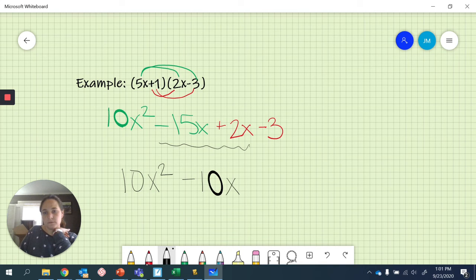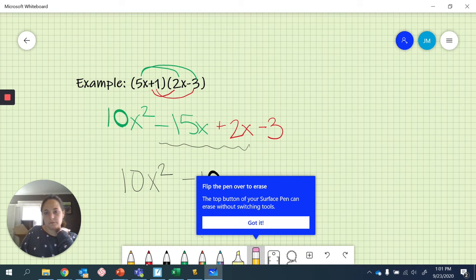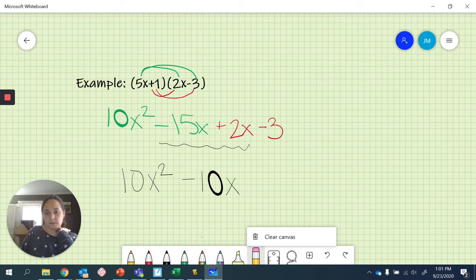Oh, let's delete that one. Flip the pen over to erase. Can I do that? I don't know why that shape is erasing. Let's do this, do undoing. There you go.